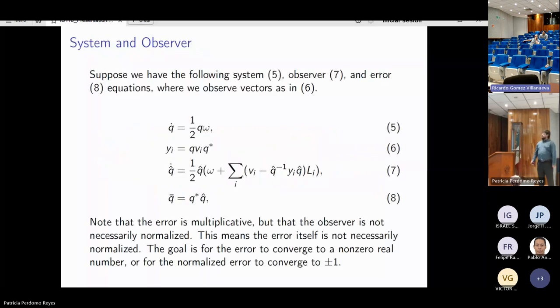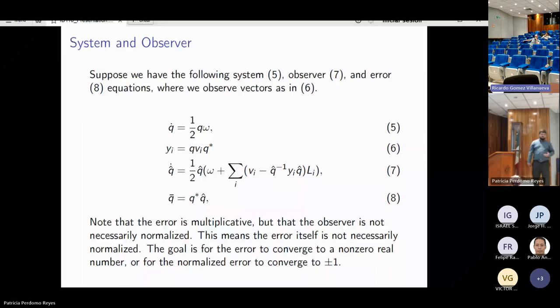Okay, so here's our system. Our kinematic equation is Q dot equals 1/2 Q omega, with an observation. And here's the observer design. Note that here, this Li is also a quaternion, not a matrix. The notation is going to be different later on; it's going to be a script L, not this L. And our error is going to be Q star Q hat. The system's quaternion is going to remain normalized. The observer is not, so the error is also not going to remain normalized.